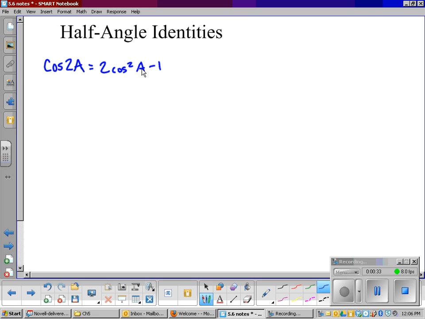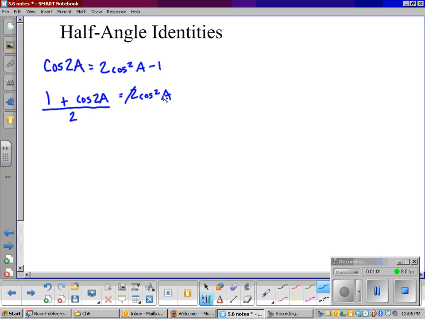But if I look at a, it is half of 2a. So I'm going to solve for cosine a, and that gives me the half angle identity. So first thing I need to do is add 1 to both sides. So I'm going to have 1 plus cosine 2a, by adding 1 to both sides, equals 2 cosine squared a. Next thing I need to do is divide both sides by 2. So both of these terms need to be divided by 2.